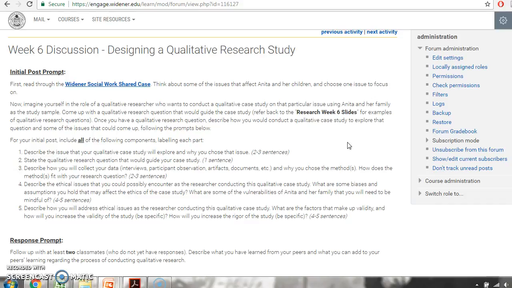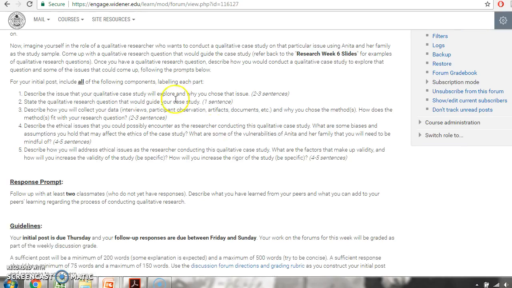Once you have a qualitative research question, then you're going to describe how you would conduct a qualitative case study to explore that question and some of the issues that could come up. And you're going to follow the prompts below. And you want to make sure you include all of these components and label each part. First, you're asked to describe the issue that your qualitative case study will explore and why you chose that issue.